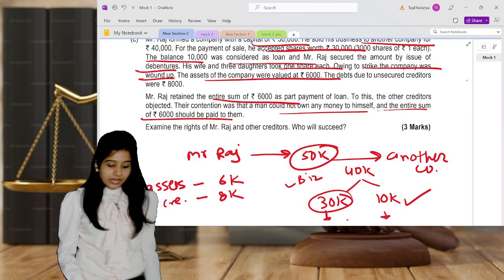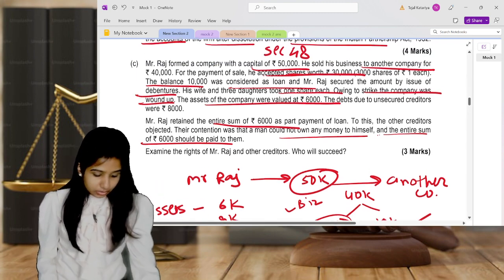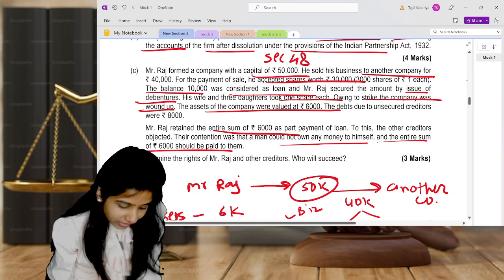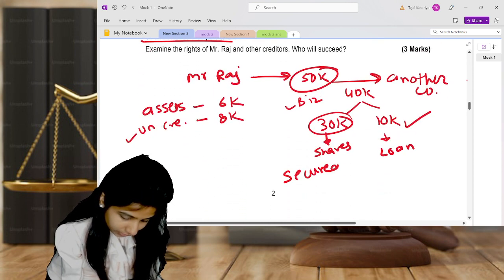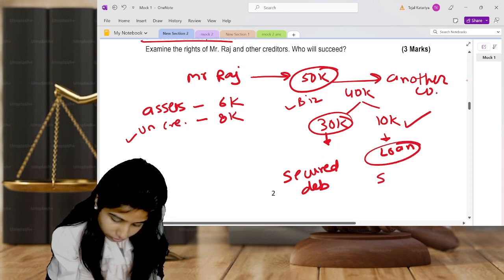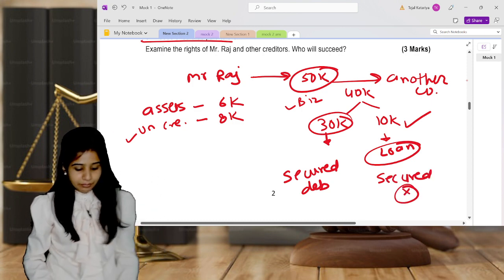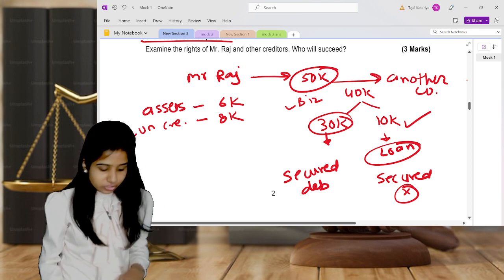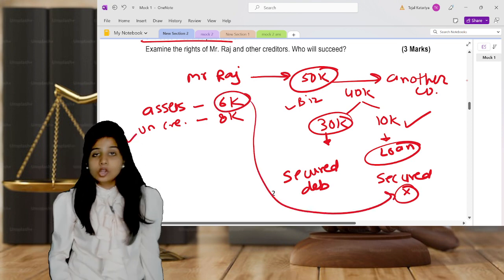Now whether the contention was right or not, understand first of all that the 30,000 issue was against the secured debentures. This was secured debentures, not shares. But this loan was not a secured one. Now what is happening is that Mr. Raj is taking this 6,000 of assets and applying it against the loan amount.